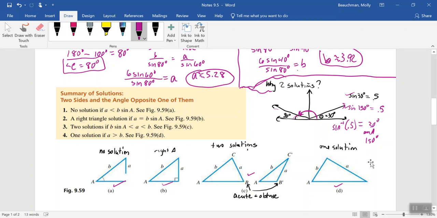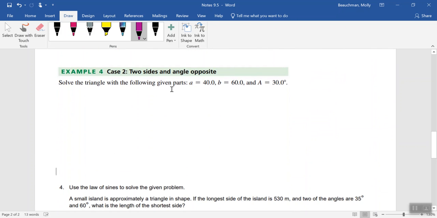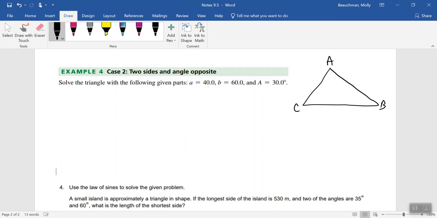So let's take a look and see what happens if we do end up with two solutions. Now we're going to solve the triangle with the following given parts. We have two sides, a is 40, b is 60, and an angle of 30 degrees. Let's draw that triangle. It would probably be better if I could draw it to scale. Okay, so I'm just going to pick A, B, and C. Little side a is 40. Little side b is 60. And angle A is 30 degrees.